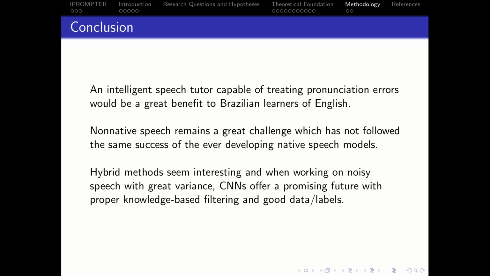So in conclusion, the idea is to create an intelligent speech tutor, which is capable of helping Brazilian learners learn English and help facilitate that learning using metacognition, and to close the gap on non-native speech, which has not really been well attended to even since deep learning has entered into speech processing.